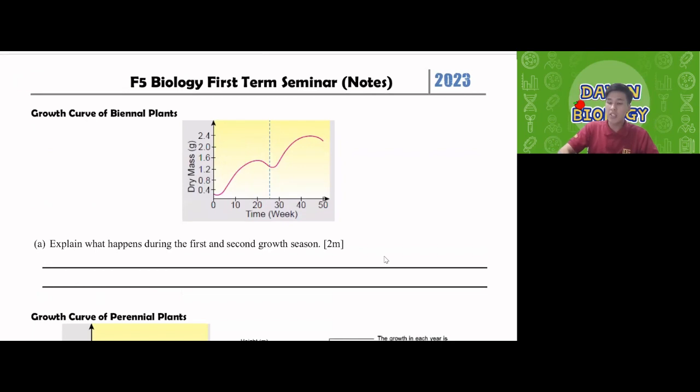And here, the most they will ask is just to explain what happened at each year, each growth season, first and second growth season. It means first and second year, what do they do? Now, first year is just normal growth. Just like you start the plant, they got leaf, got photosynthesis, produce sugar, produce food.